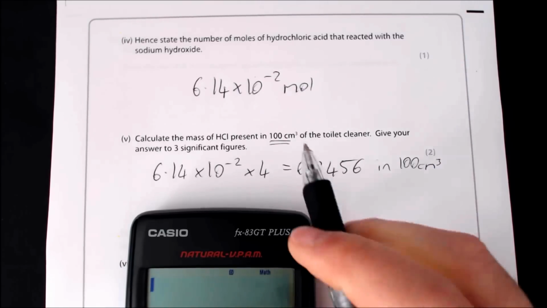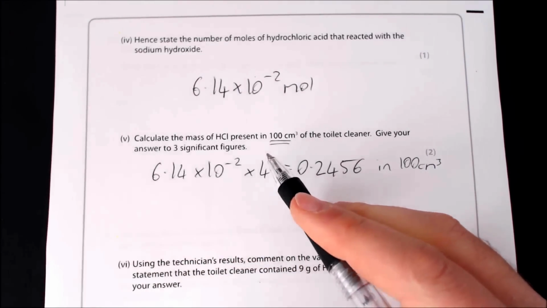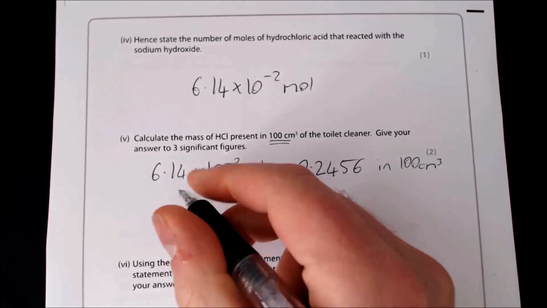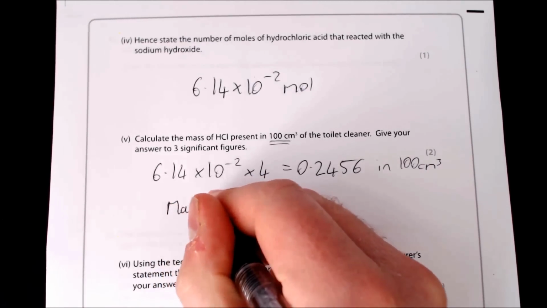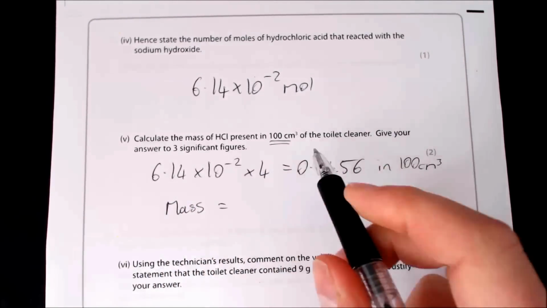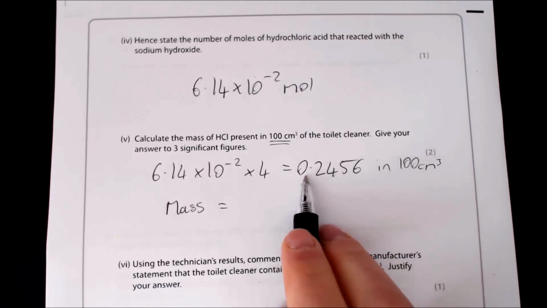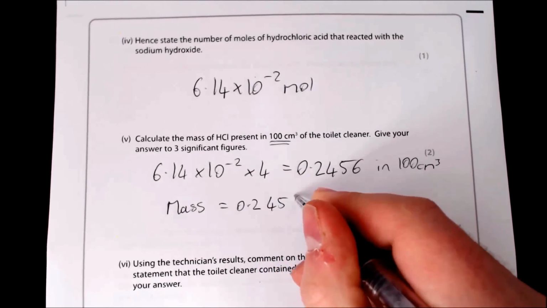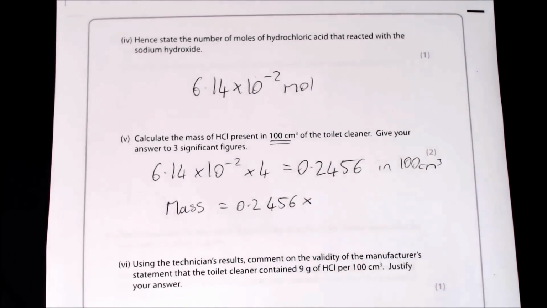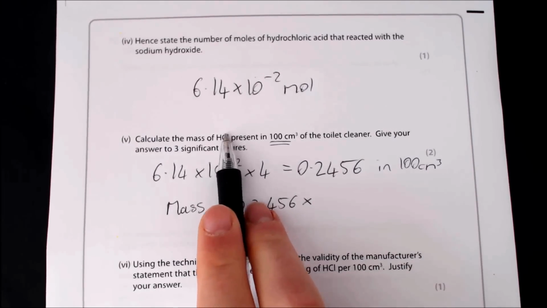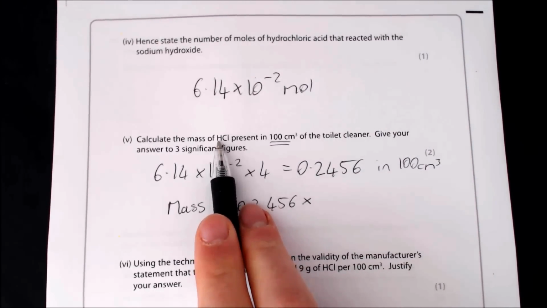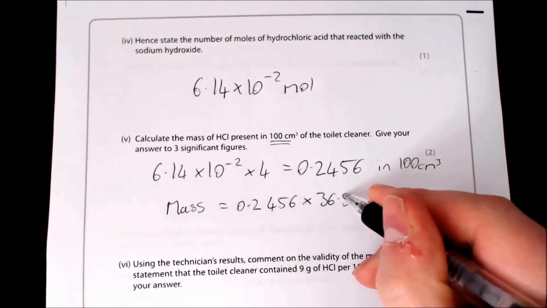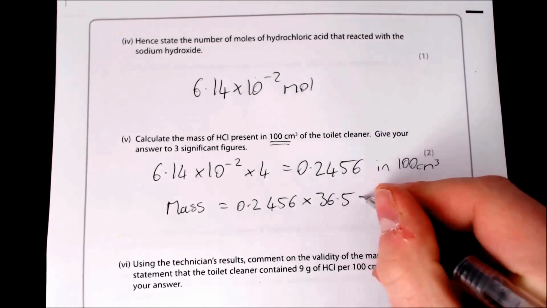And then we need to work out the mass. The mass is the number of moles times the MR of HCl. So I'll put that on there. That's just a mole calculation. So the mass is the number of moles in 100 centimeters cubed, which is 0.2456, multiplied by the MR of HCl. Now Cl is 35.5 plus hydrogen, which is 1. So that's 36.5. Obviously, you'll have a periodic table to work that one out.